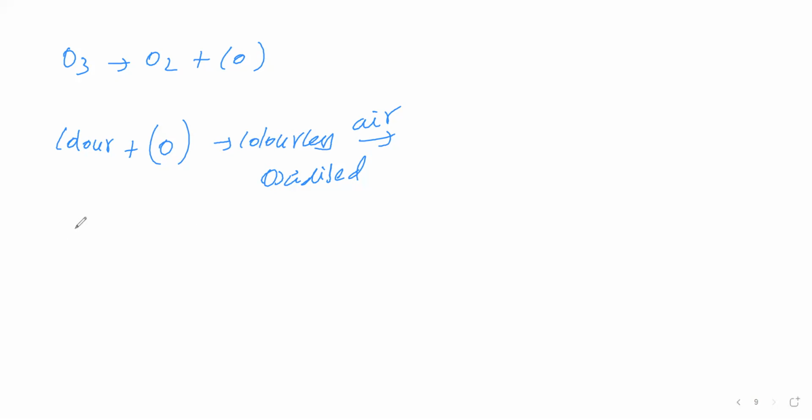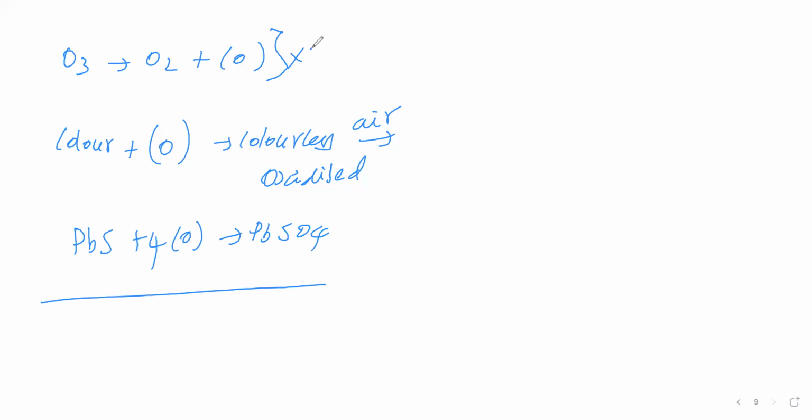In ozone, we will see this chemical reaction: PbS plus nascent oxygen gives PbSO4. In this chemical reaction, ozone gives nascent oxygen. This nascent oxygen converts PbS into PbSO4. Here we need 4 nascent oxygen, so multiply this with 4. So we will get PbS plus 4 ozone.